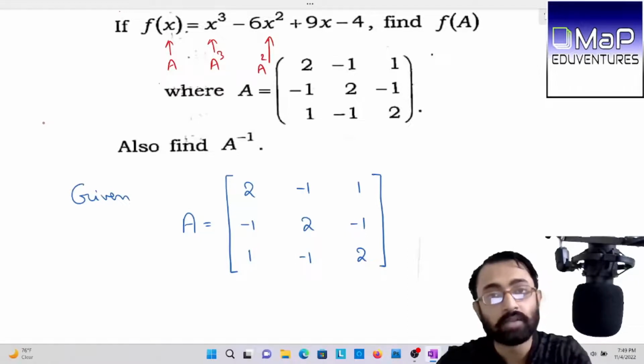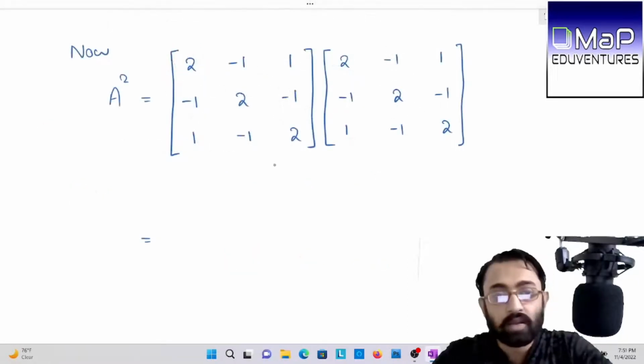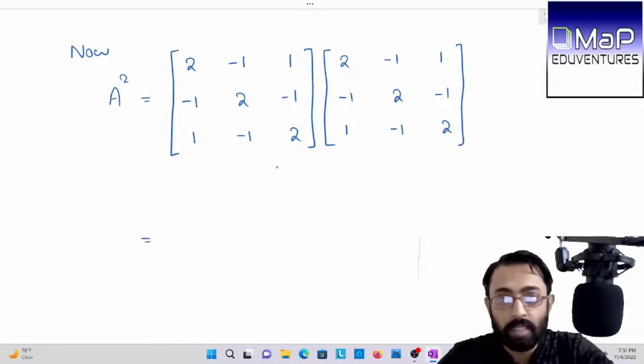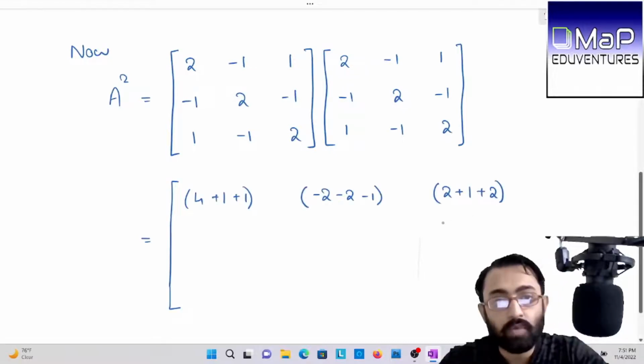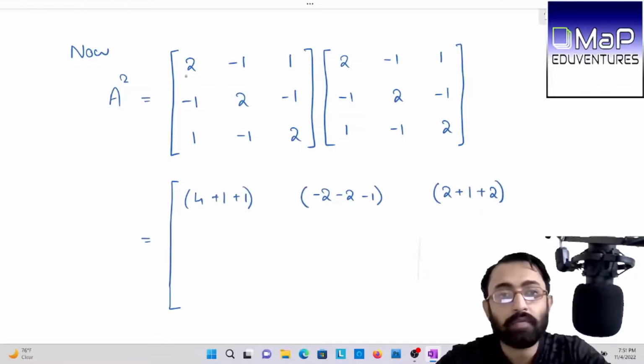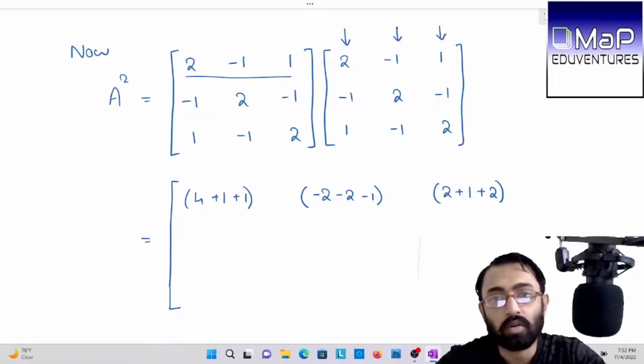Okay, so now let us find a square. We have written down a square, that is a into a. Now we are going to find out the product of these two matrices. Okay, now let us start. Alright, so what we have done, we have multiplied the first row with the first column, second column, third column. Okay, and when the third column is done, we have completed all the columns.